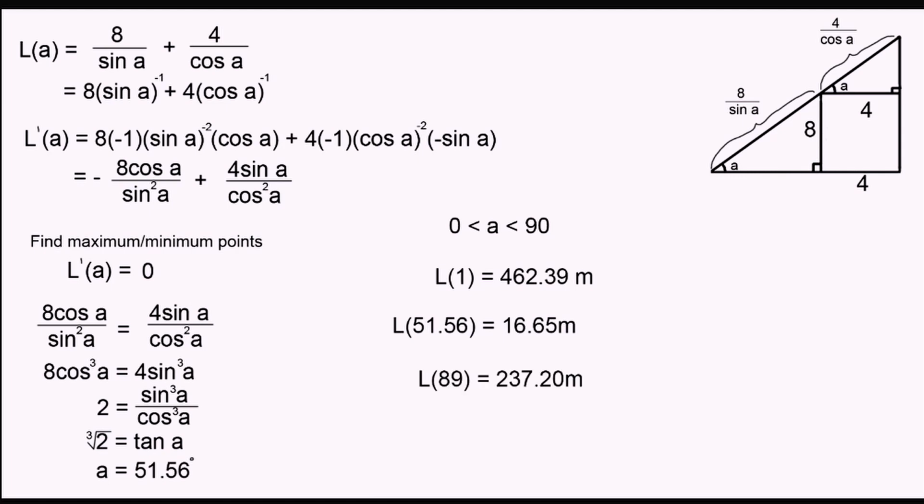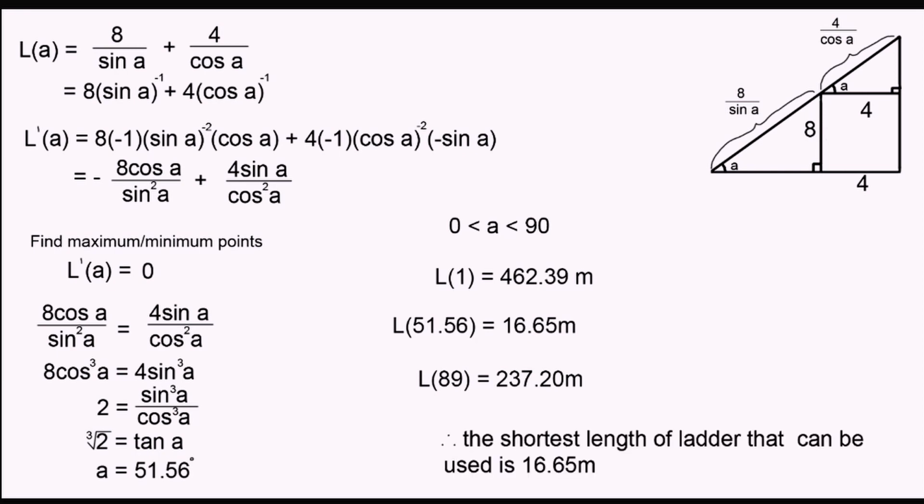Finally, we can sub in 89, and we will get 237.2 meters for the length of the ladder. So we can see from this that the angle we found does in fact give us the minimum length of the ladder. We can say that therefore the shortest length of the ladder that can be used is 16.65 meters.